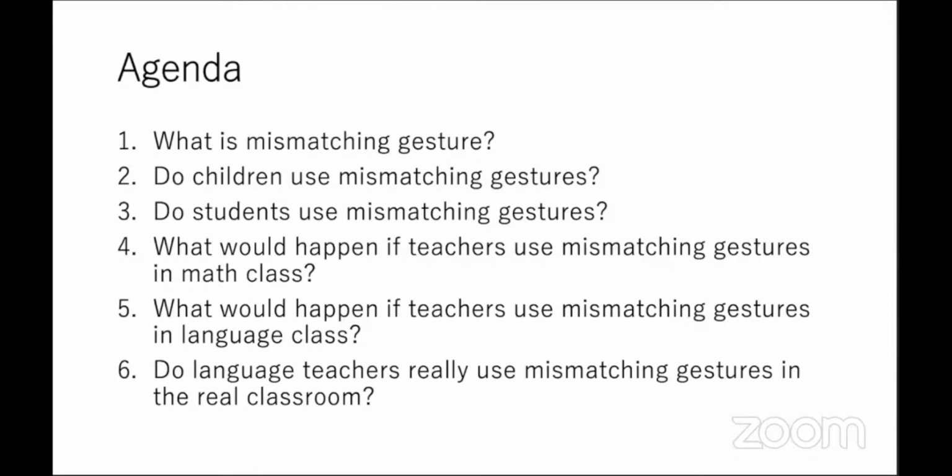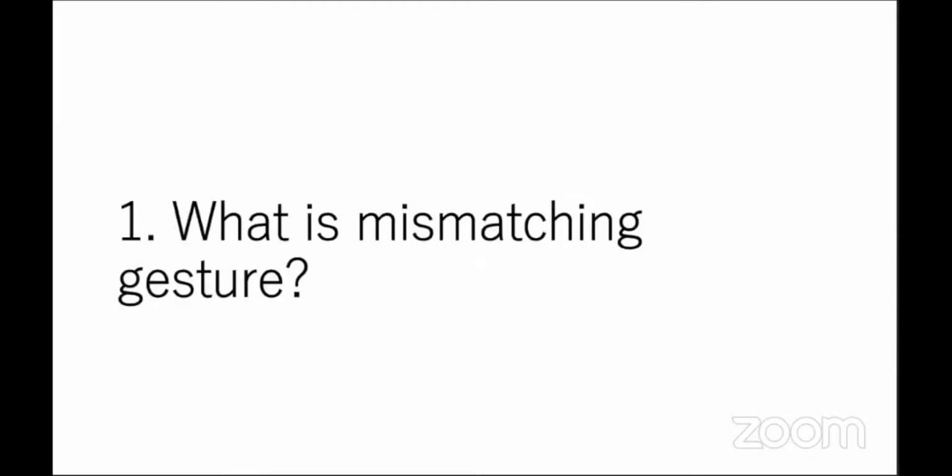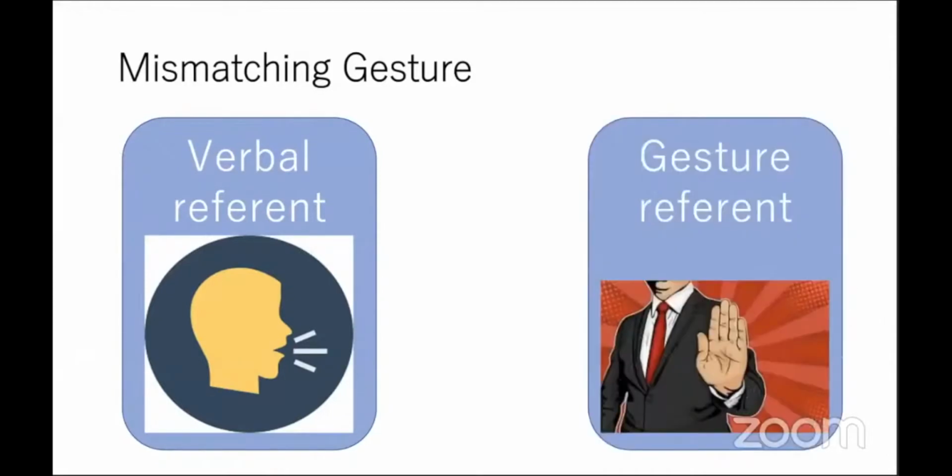Okay. So let me begin with the definition of a mismatching gesture, which is pretty simple. When we speak something, we refer to something that is called verbal referent. And if we use gesture at the same time, we refer to something by using gesture, which is called gesture referent. And when these two are not in agreement with each other, the gesture is called mismatching gesture. Which is really simple, right?